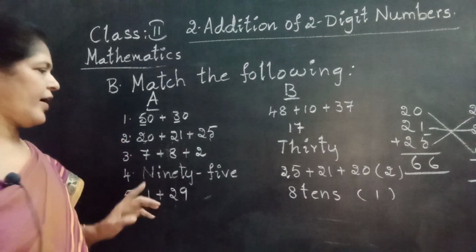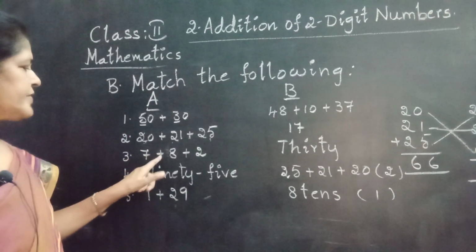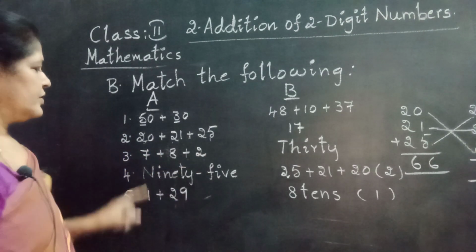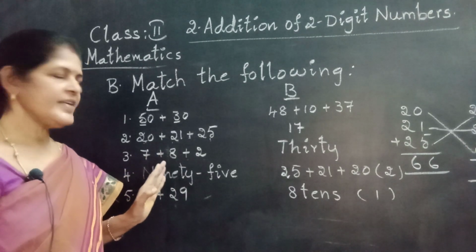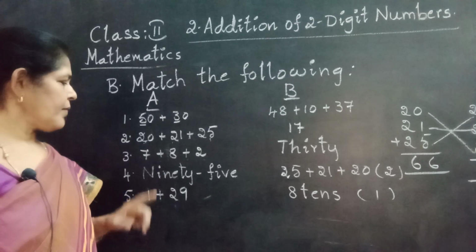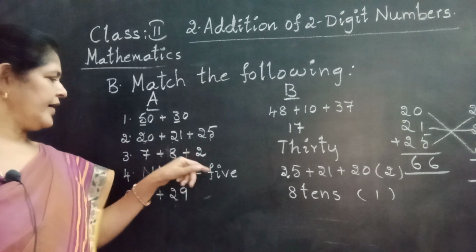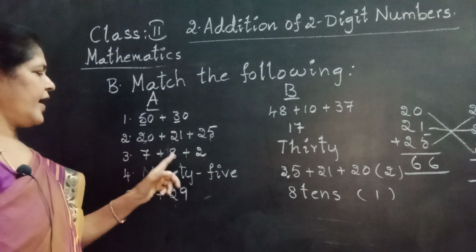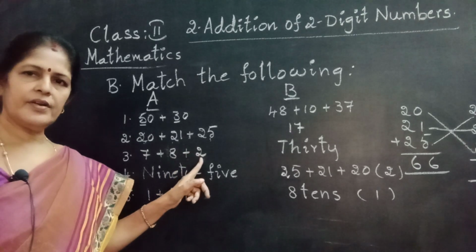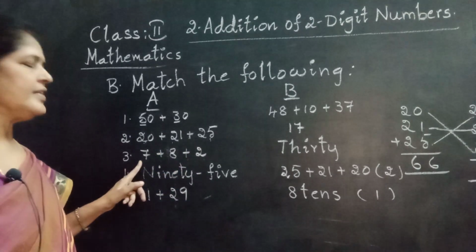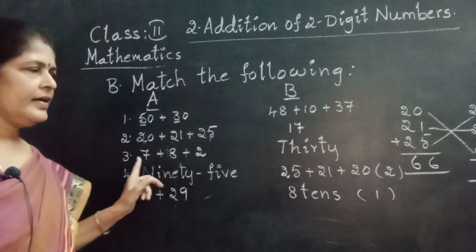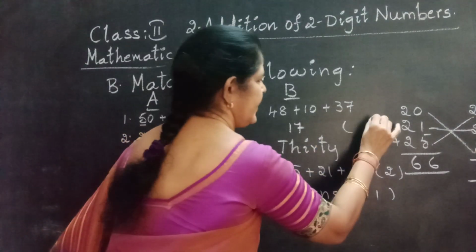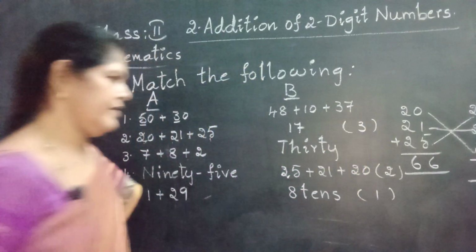Next, 7 plus 8 plus 2. Which two numbers are combined first? Addition is easy. Come on. 8 and 2. 8 plus 2, 10. 10 plus 7, 17. Very good. 2 plus 8, 10. 10 plus 7, 17. This is going to 3.